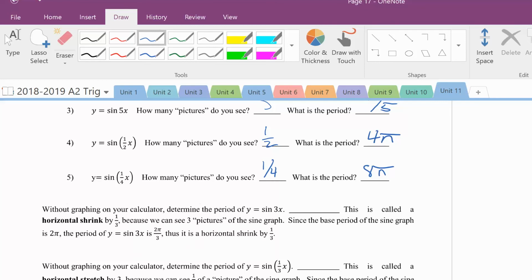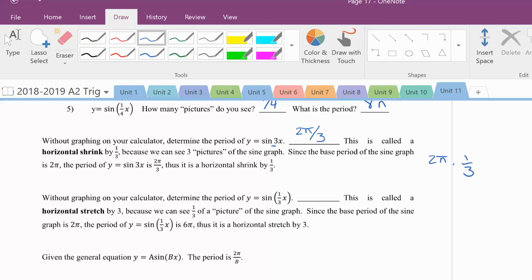And the period here, because there's a 3 there, is going to be 2 pi over 3 because it's going to be 1/3 as long. So you multiply 2 pi times 1/3, or 2 pi divided by 3. This is called a horizontal shrink by 1/3 because you can see 3 pictures of the sine graph when you graph it. Since the base is 2 pi, the period is 2 pi over 3, because you went 2 pi times 1/3 to get the period.